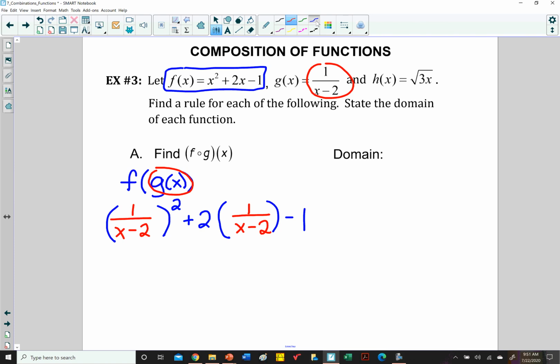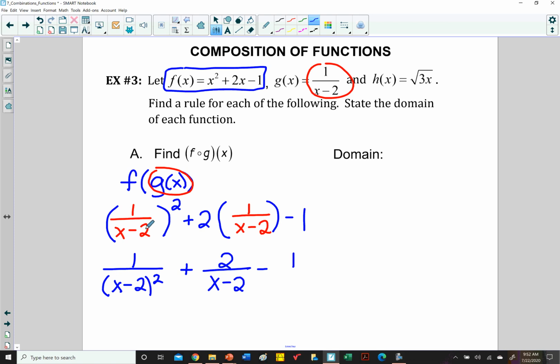So if you wanted to simplify a little bit more, it's not really necessary, but you could rewrite this as 1 over the quantity x minus 2 squared, since 1 squared is 1. And then you could move the 2 to the numerator and subtract 1. Okay? So how's the domain look on that?